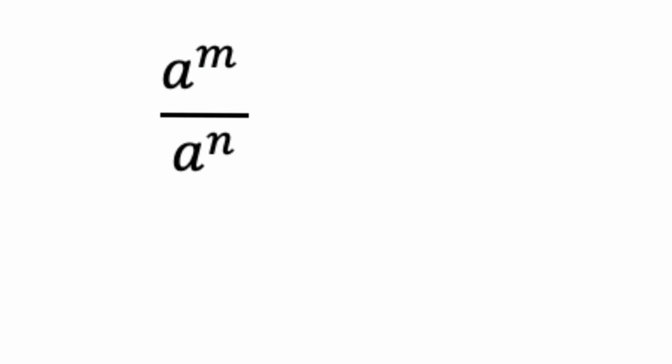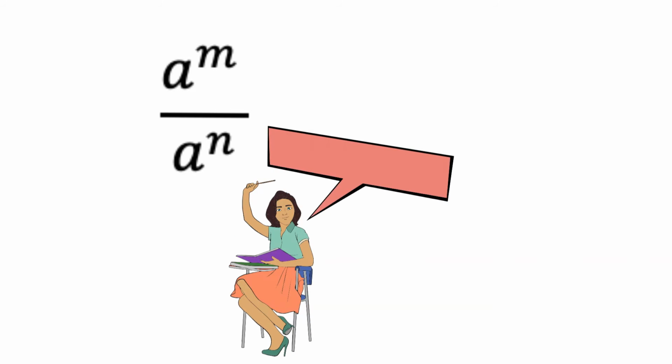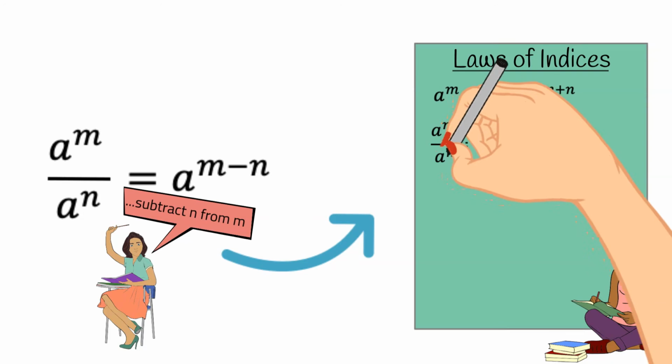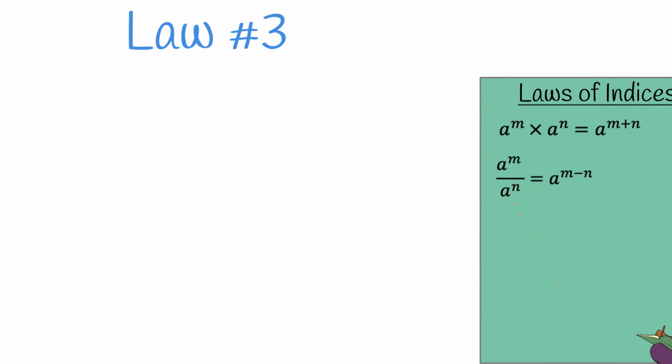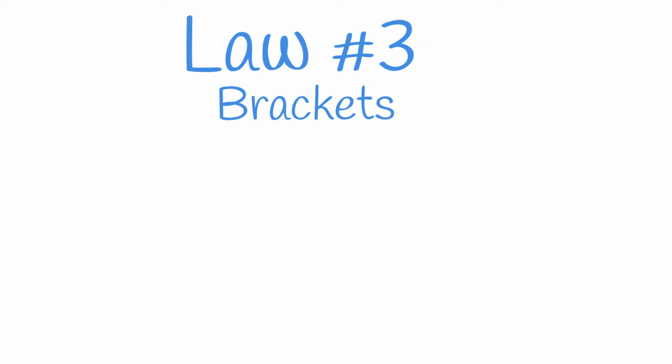So let's look at a generic version of this. What do I want to do with the m and the n to simplify this expression? Absolutely. So this will simplify to a to the power m minus n. Please add that to your laws of indices, and we will now look at law number 3, which is when we have indices in brackets.